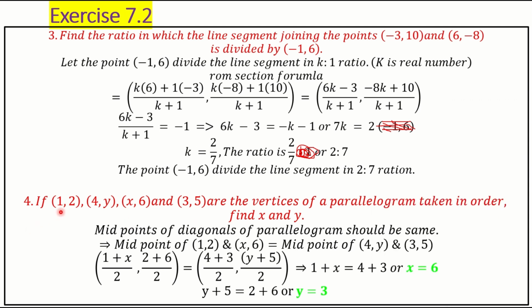Okay, so 4 points are given. For one of the points you don't know the y coordinate, and for one you don't know the x coordinate. These are the vertices of a parallelogram taken in that order. Find x comma y. We know we need to take the midpoint of the diagonals. So the midpoint of 1 comma 2 and x comma 6 is (1 plus x) by 2 and (2 plus 6) by 2. And the midpoint of 4 comma y and 3 comma 5 is (4 plus 3) by 2 and (y plus 5) divided by 2. If I equate the x terms and y terms, I will get the x and y values as 6 and 3. Okay, next.